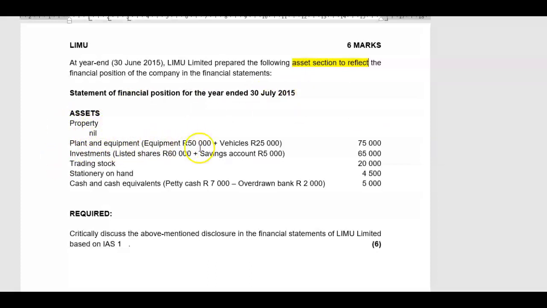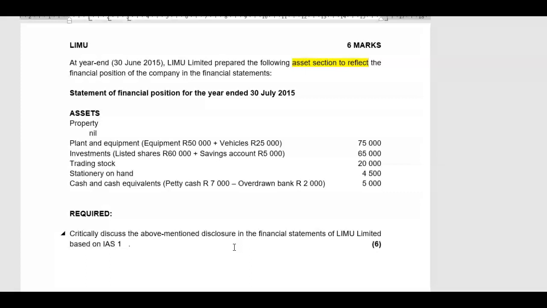Plant and equipment 50,000 and vehicles 25,000, so in total 75,000. Investments, listed shares 60,000 and savings account 5,000. Trading stock 20,000, stationery on hand 4,500, cash and cash equivalents, petty cash 7,000, overdrawn bank 2,000, so the net amount 5,000. Critically discuss the above-mentioned disclosure in the financial statements of LIMU Limited based on IAS 1.